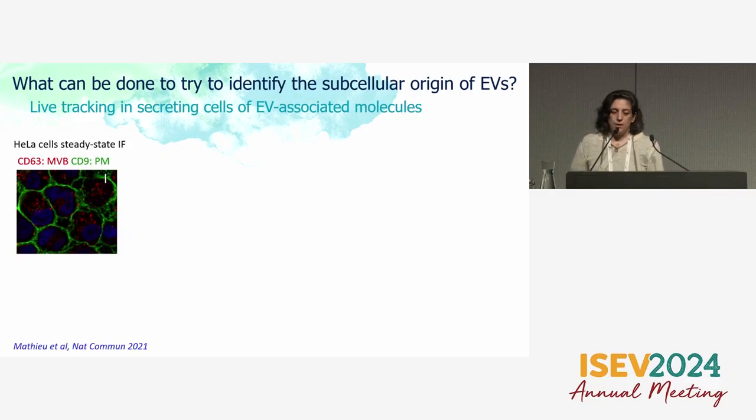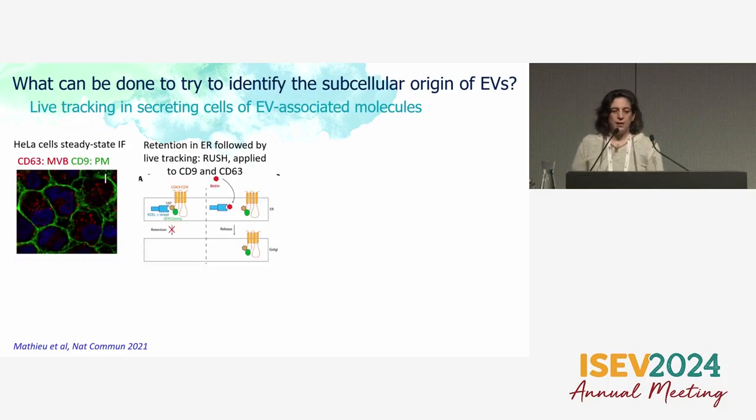So we tried to answer this question by engineering cells to express CD9 or CD63 in the system called RUSH, which means retention using selective hooks, where you retain a secreted protein inside the endoplasmic reticulum with a hook, using a biotin-streptavidin tag. And when you add biotin, then you release the protein and it follows its intracellular trafficking. So we could follow this way the intracellular trafficking of both CD63 and CD9.